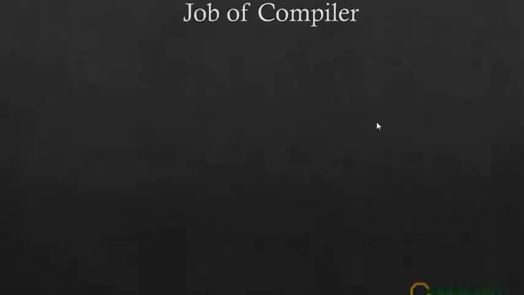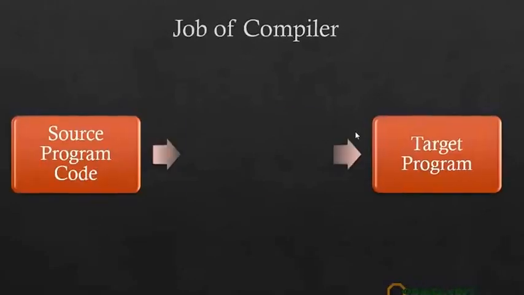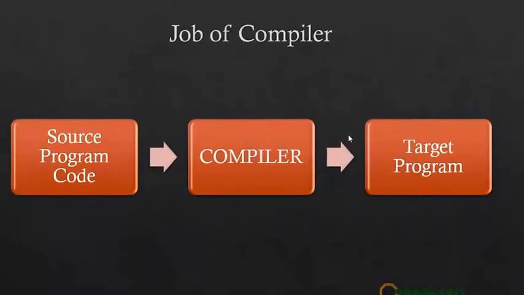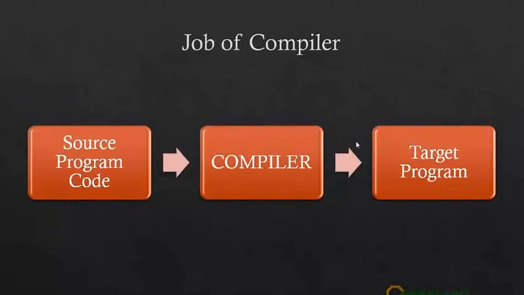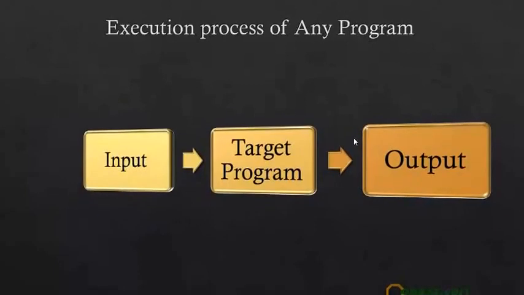Now coming to the job of a compiler, as you have already studied, the task of a compiler is to convert the source program code into a target program. So this is the job done by the compiler. Now coming to the execution process of any program. When the compiler converts the source program into a target program, then whatever input we provide to the target program, it produces the output on our machine.